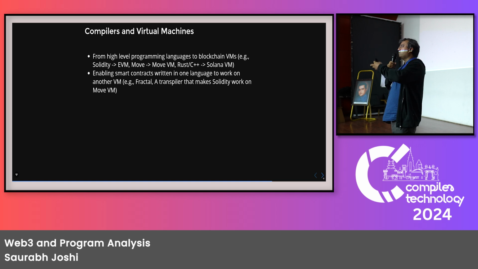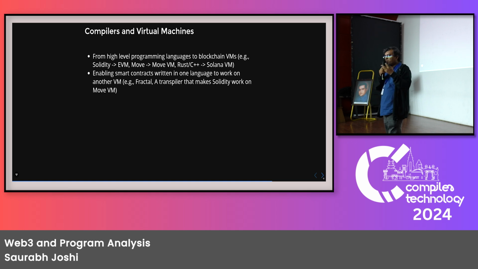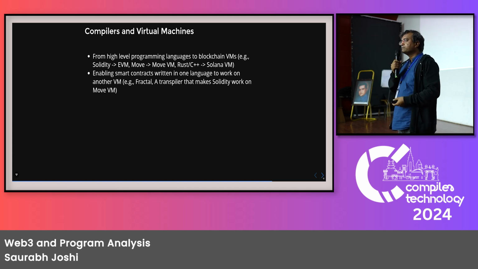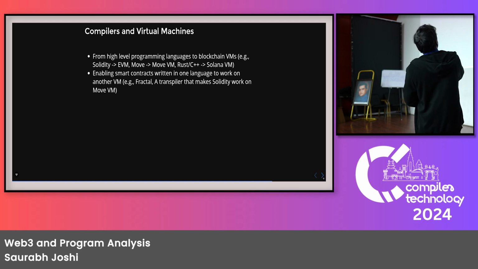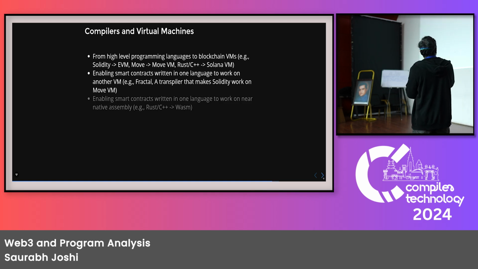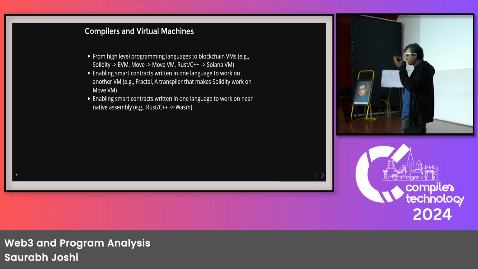When you already have a lot of programs available in various programming languages, how do you get all of them to run on the target VM that you are supporting as a chain? So for example, Fractal, I think it's by Movement Labs, and they have done work, but that's not the single work. I mean, other people are doing it.